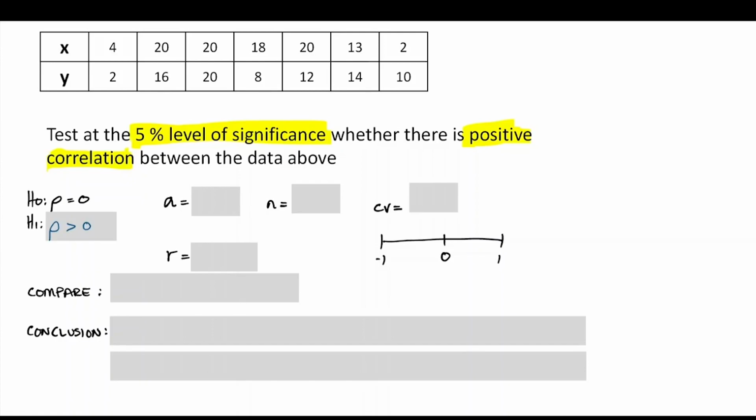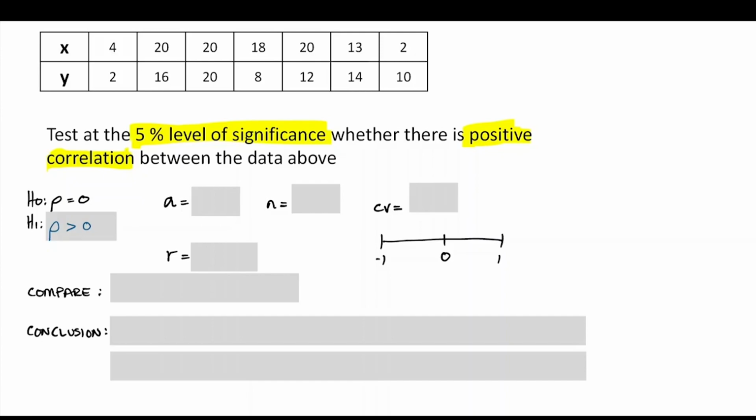Lots of students lose marks right here. They don't use 0, they use 1. They don't use rho, they use r, or mu, or x bar. You have to get this in the right form. We're testing for rho, and we're testing it against 0. This is the first 1 or 2 marks of the question. Absolutely no need to lose marks here.